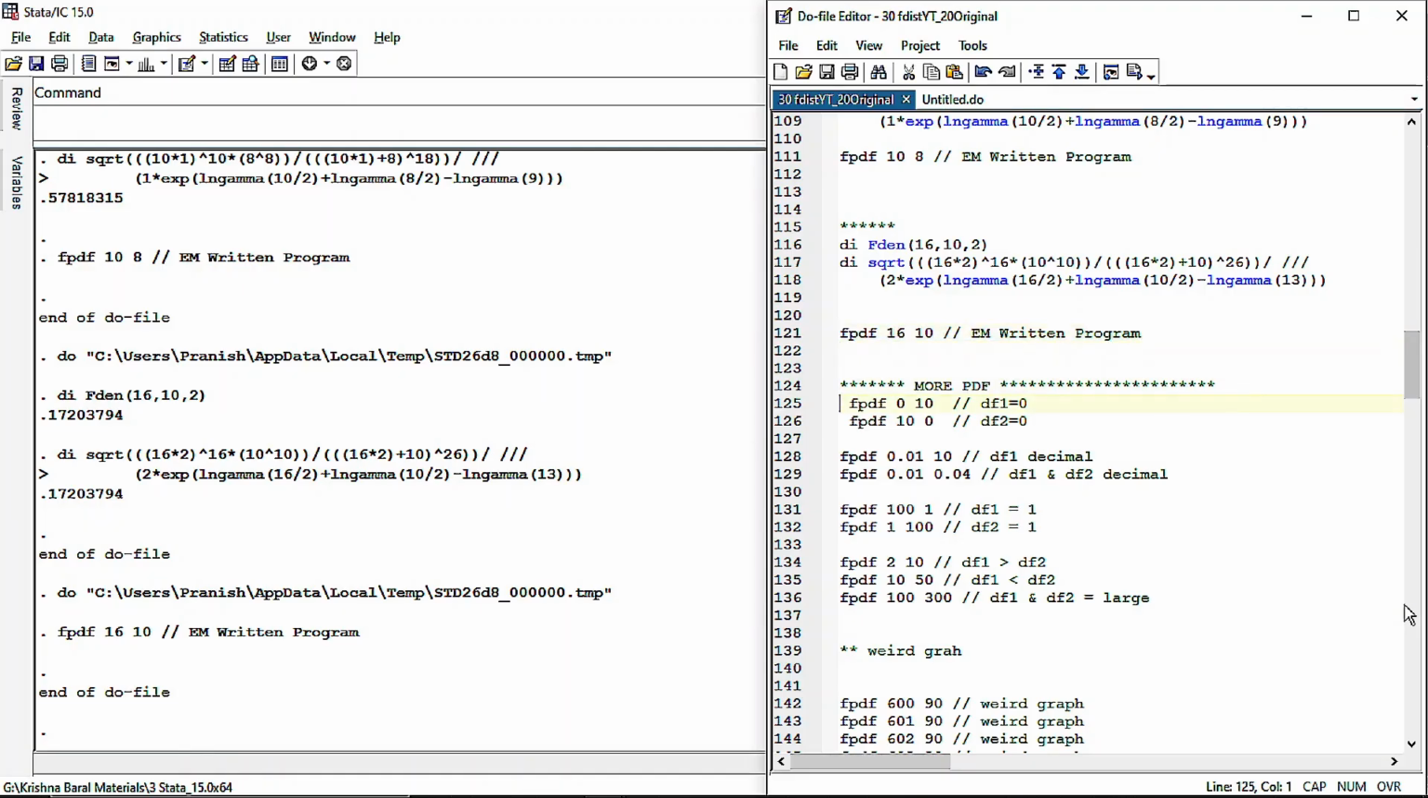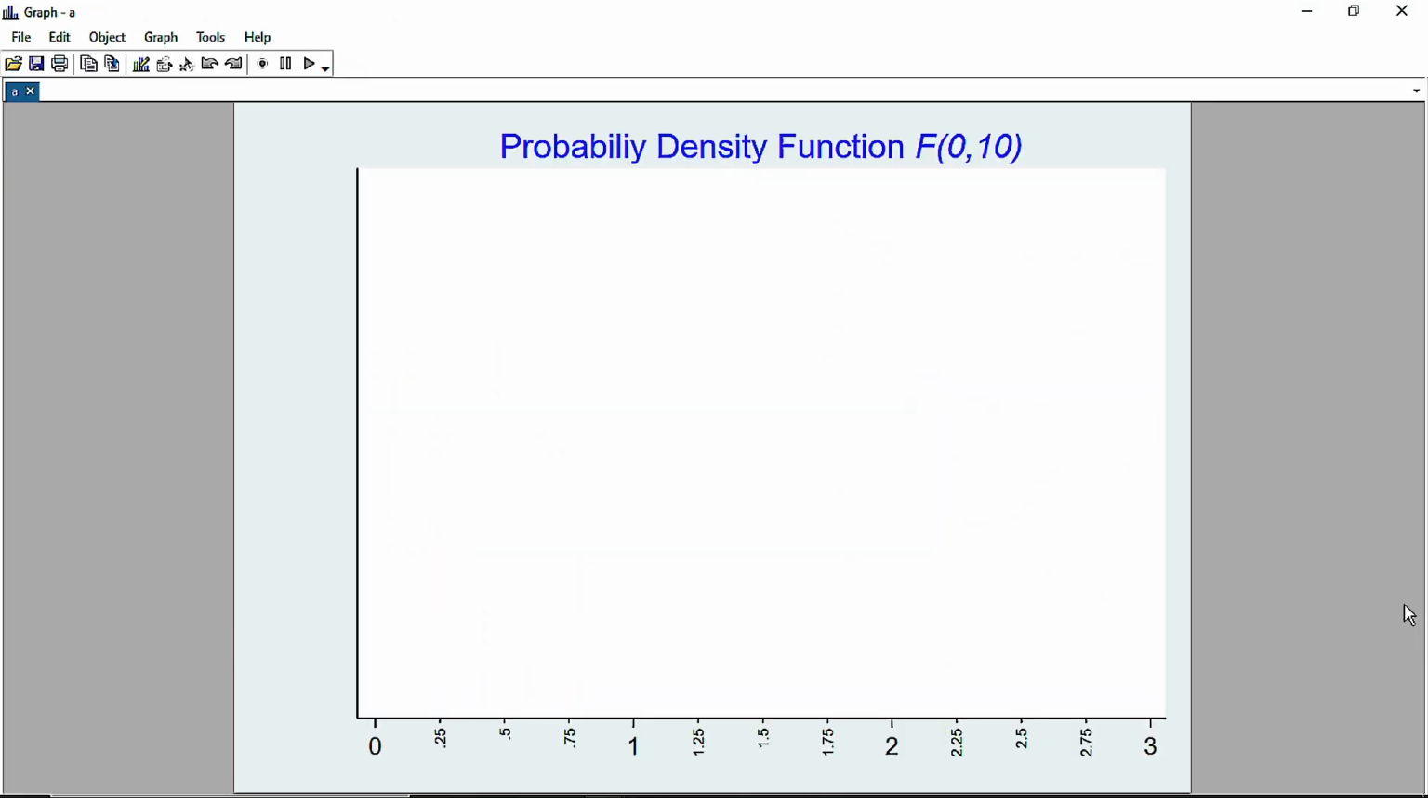Now let us see some more PDF graphs for different degrees of freedom, and this time the degree d1 is equal to 0 and d2 is equal to 10. We get this kind of graph. So when the degrees of freedom is 0, we don't get any graph.